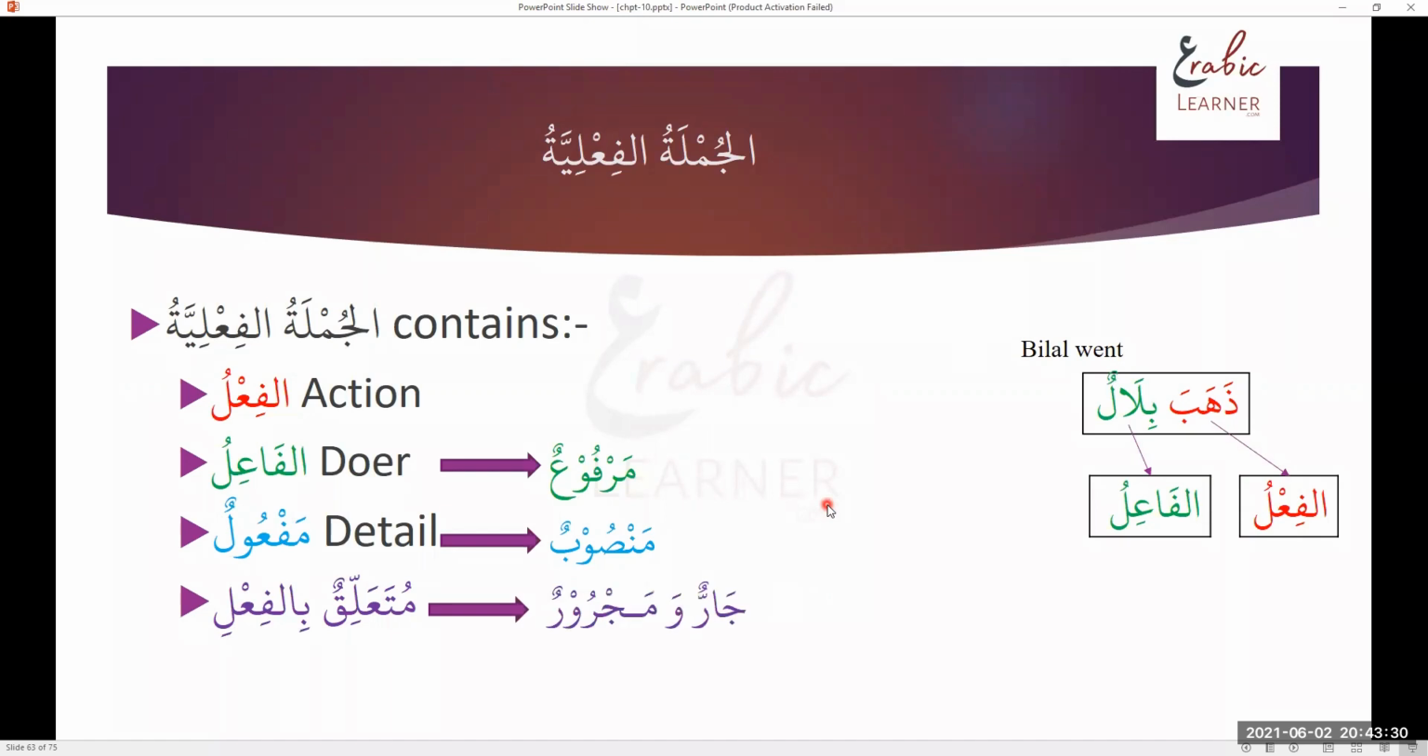In Jumla Fi'liyah, Mutalliq bil Fi'l is only Jar Majroor. There is no Zarf. Understood, brothers and sisters? Because Zarf is already Mansoob and it is Maf'ul. Zarf is not Mutalliq bil Fi'l. Only Jar Majroor is Mutalliq bil Fi'l.